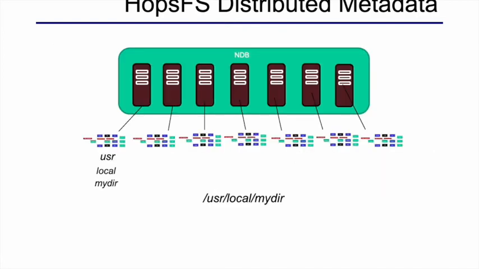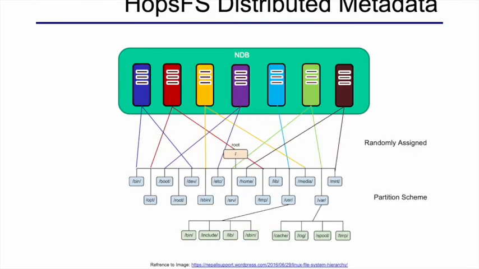So this means that in our case, the metadata for these components will reside on one NDB partition. To elaborate more on that, suppose we have such a hierarchical file system. For the top-level directories, we randomly assign them into the partitions, and the children of the top-level directories and all the related metadata, such as metadata for blocks and replicas, will consequently reside on the same partition.